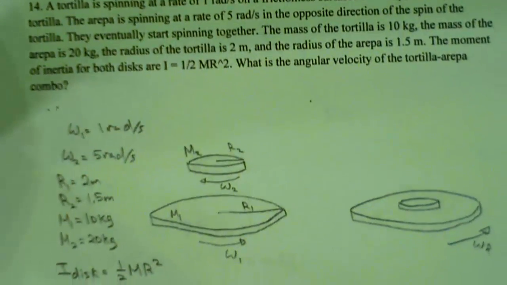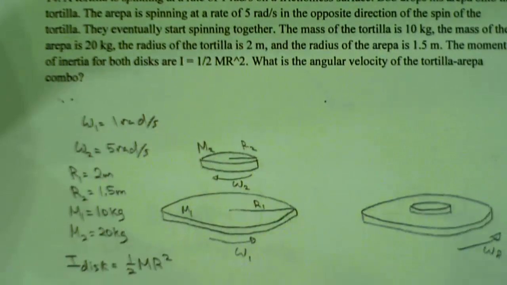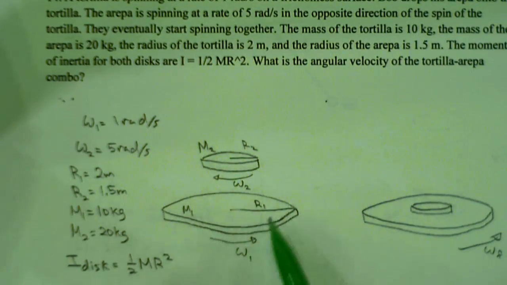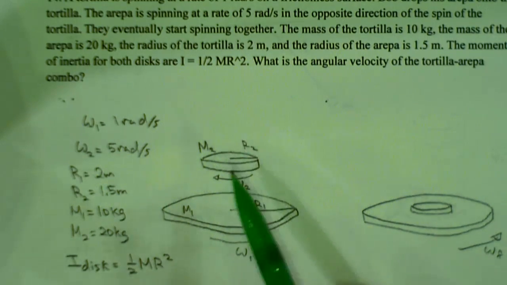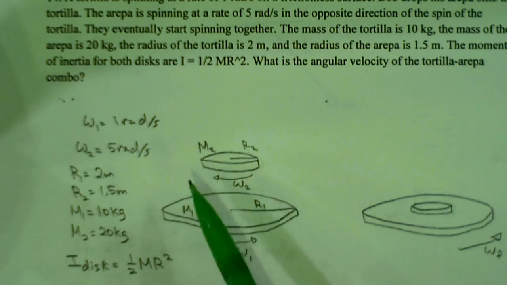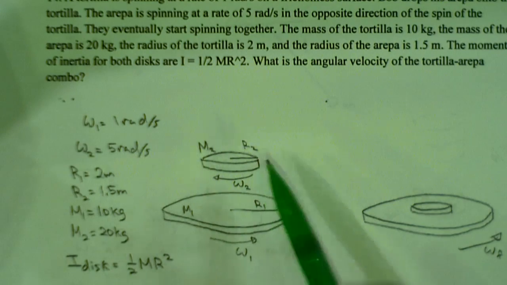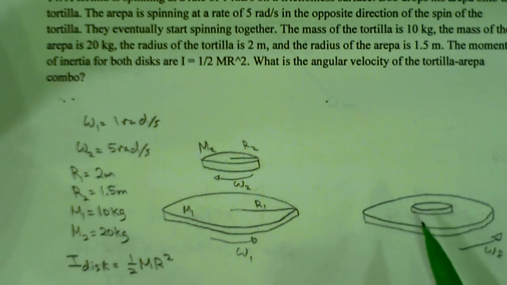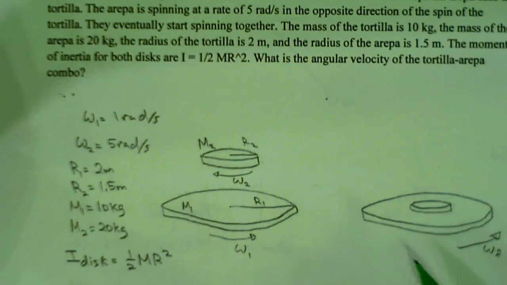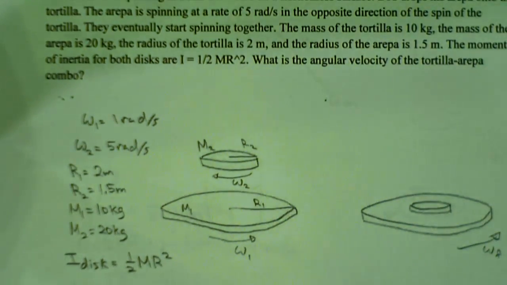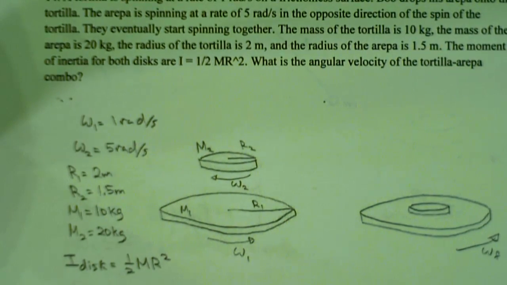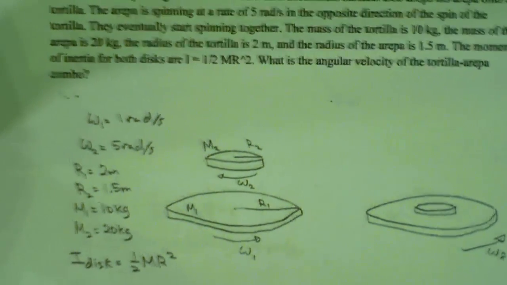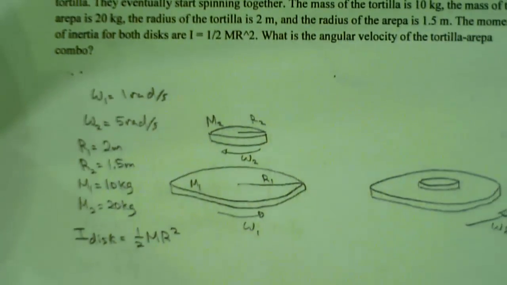So this is the drawing of what's happening. We have a tortilla spinning in this direction with a certain angular speed, and we have the arepa spinning in the other direction at a certain angular speed. What's going to happen is it's going to drop onto it at the center, and then eventually they're both going to start spinning together. All right? So this is another form of a collision dealing with angular momentum. So here are all the values that were given.